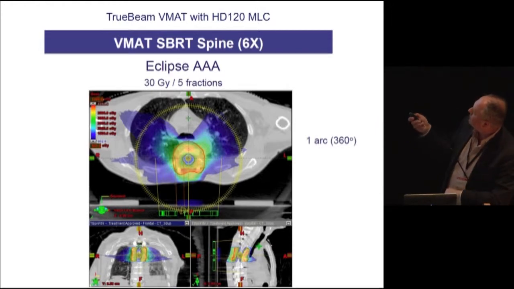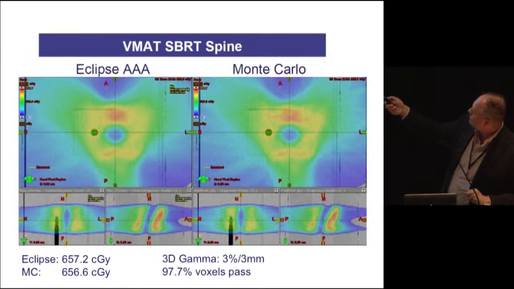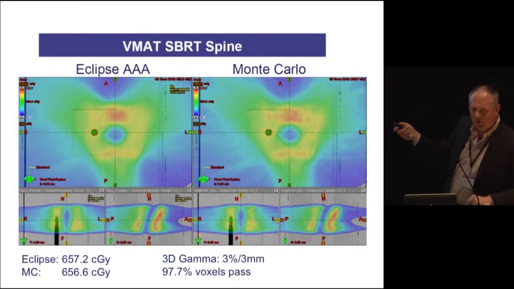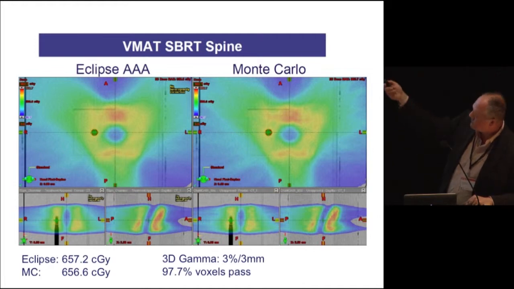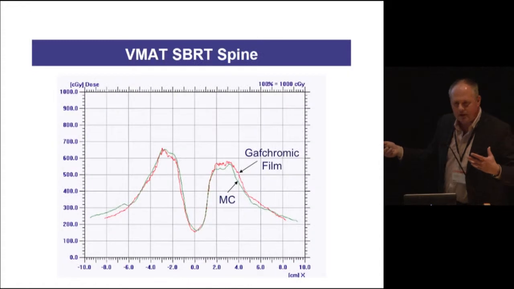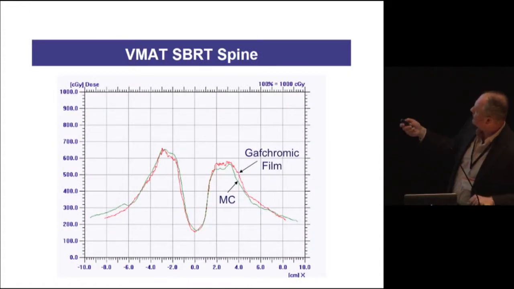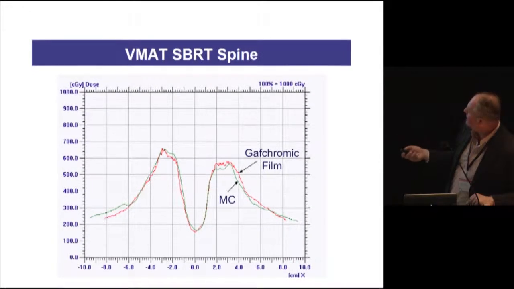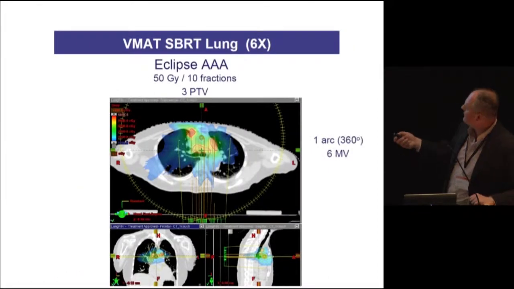Here's going to the HD MLC that I told you about. A very complicated spine SBRT plan in which, if you look there, the PTV is surrounding the spinal cord, and yet even the planning system did a very good job by keeping the dose low right on the spinal cord. And here's on the cylindrical phantom, Eclipse and Monte Carlo side by side. So it's very reassuring in the clinic that you see that the dose calculation is correct, confirmed by a completely independent method.